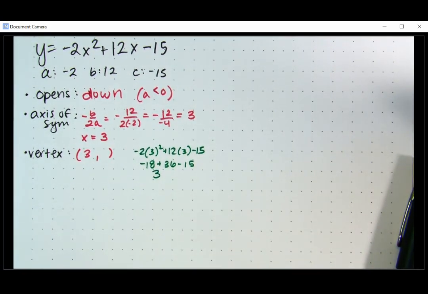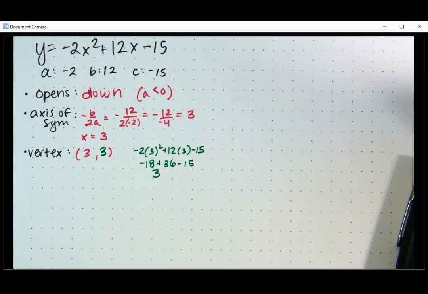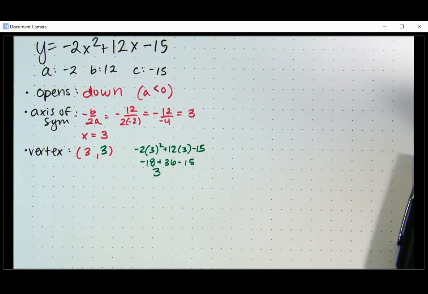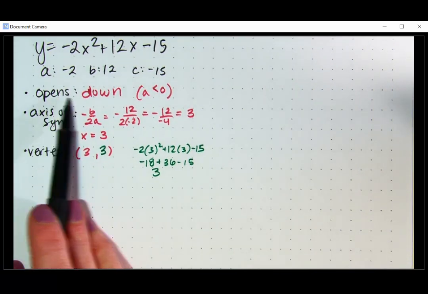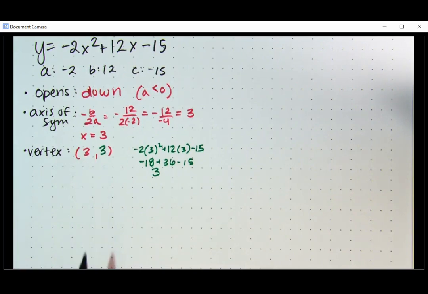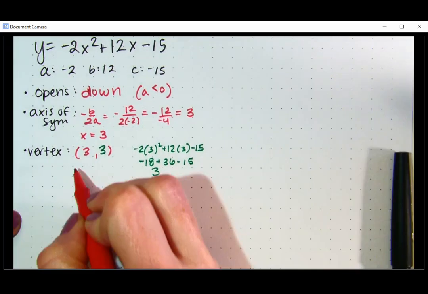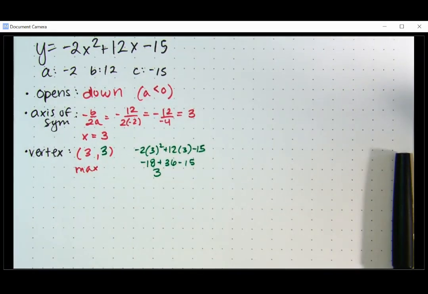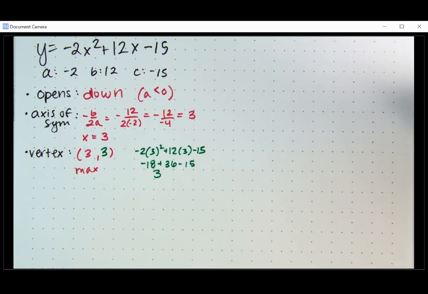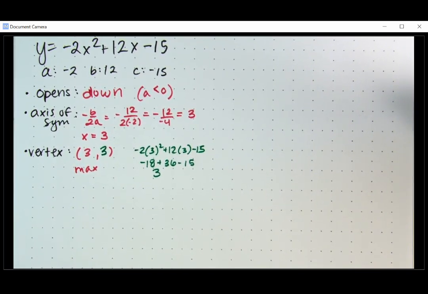And we get 3. Now, is this a maximum or a minimum? Well, our parabola opens down, so that means that this vertex is going to be the maximum. It's going to be the top of our parabola. And that makes sense because if you think about it, it's that U shape and the vertex is the point where the reflection starts to happen, right?